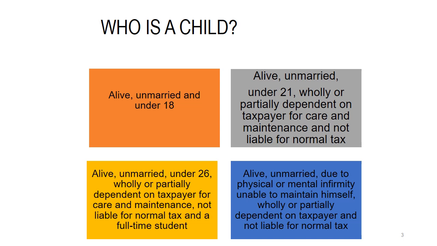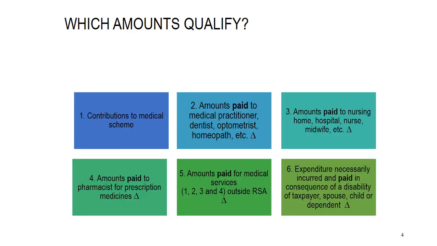Who qualifies as a child? Now, it's important to understand here as well that when we talk about child, we're referring to adopted children, biological children, etc. So it's not just somebody that is born from a person, you can also have adopted children, and they will qualify as a child in terms of the Tax Act. So there is a definition of a child, and you can go through that to determine who will, for tax purposes, qualify as a child.